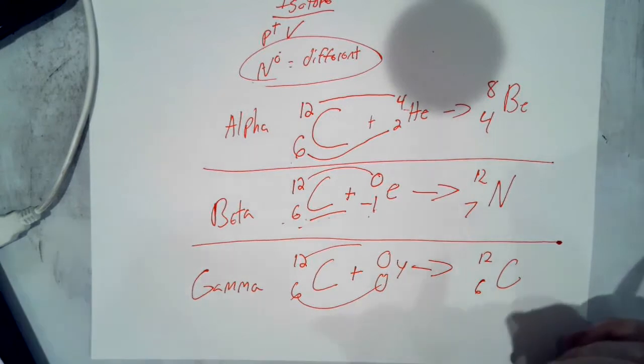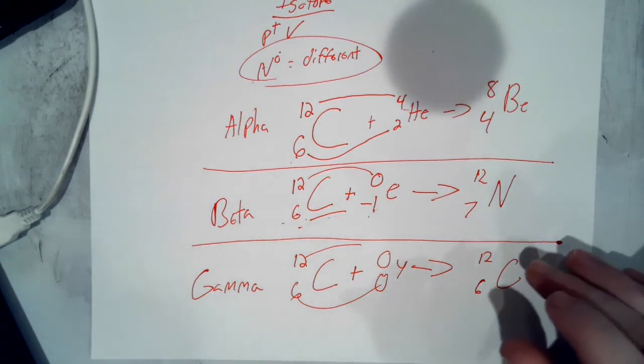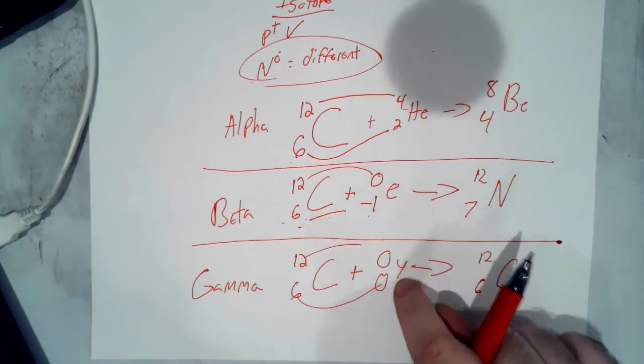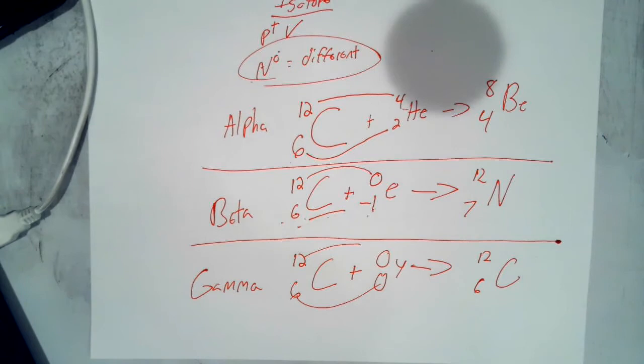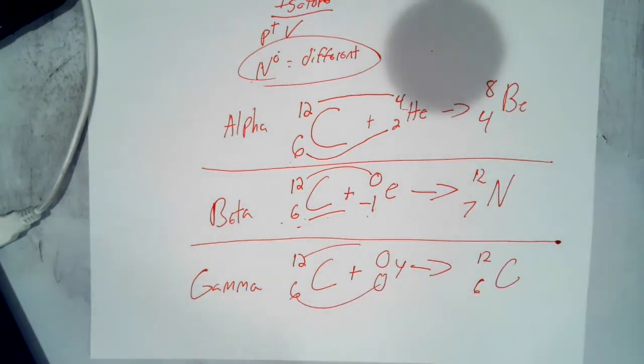Gamma radiation is very, very harmful, and it'll burn a hole right through you in a matter of a few seconds. And this is pure energy. This is not electrons or helium atoms or whatever. This is pure energy that's being released.